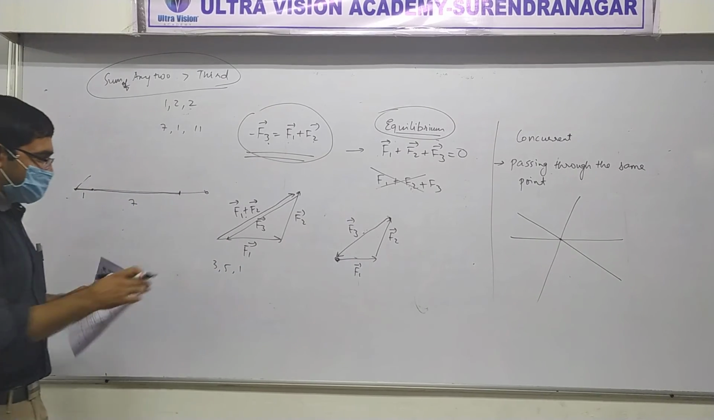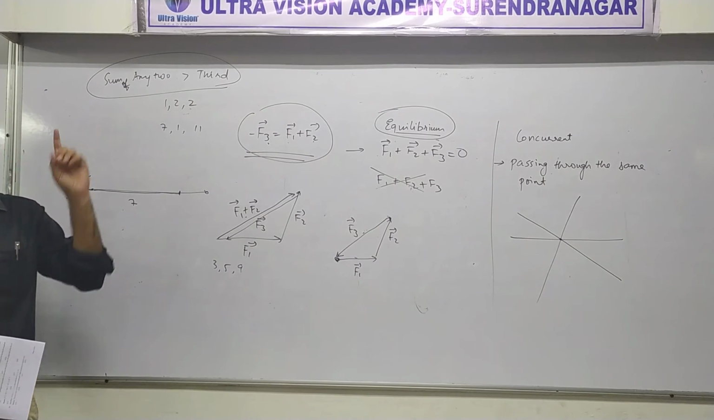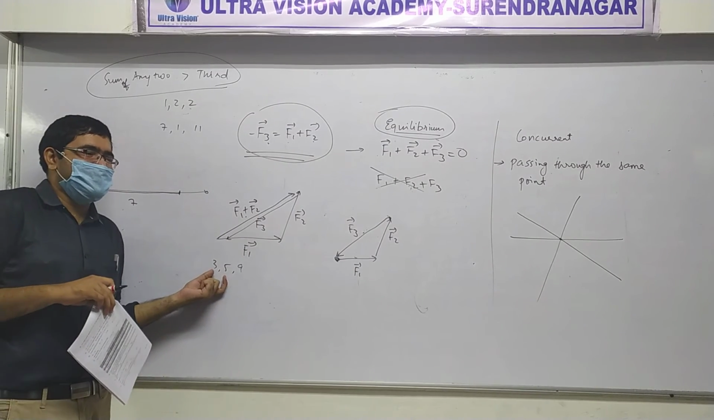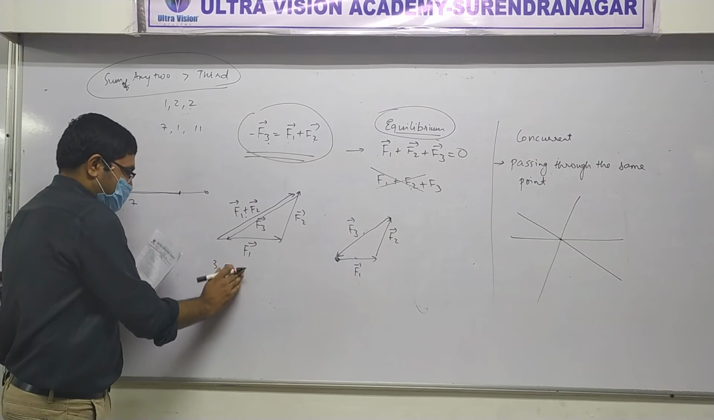B: 3, 5, 9. The addition of any two should be greater than the third. What's the problem? 3 plus 5 is 8. It is not greater than 9. So it's wrong. Next, 3, 5 and 6.